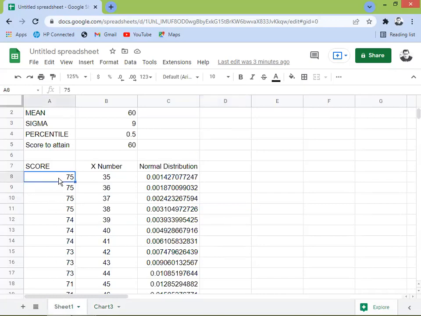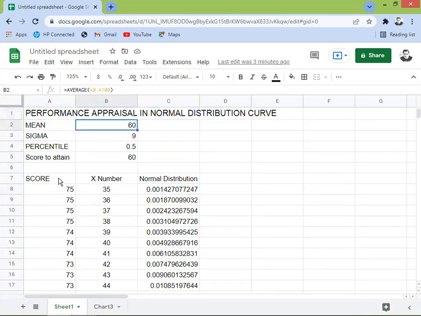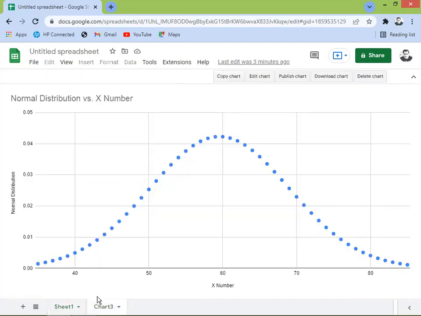I did not put the names. You don't need to put the names of the employees, just the score, because this is the sample data from which we want to get our X number, the normal distribution, and be able to analyze all the observations that we have in terms of the curve, and get the numbers we want in terms of percentage and sigma, the percentage of 1 sigma, 2 sigma, and 3 sigma.